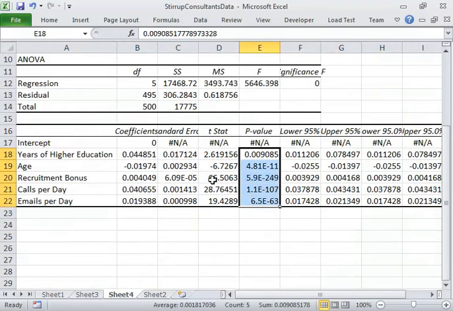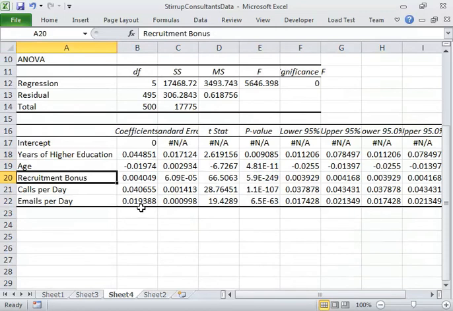My p-values are 0.009, 481 times 10 to the negative 11, 5.9 times 10 to the negative 249. So the thing that we know is most certain to have an impact is the recruitment bonus. Now, for each extra dollar of recruitment bonus, you only get 0.004 of a recruit. So you're going to need to be talking at least $250 to get an appreciable impact.